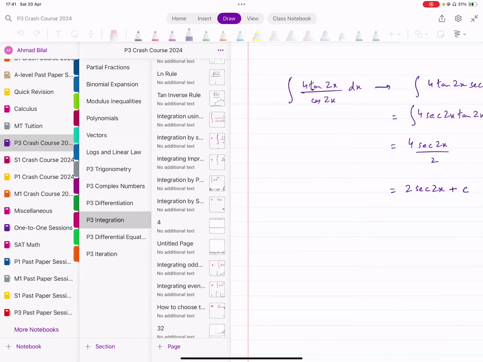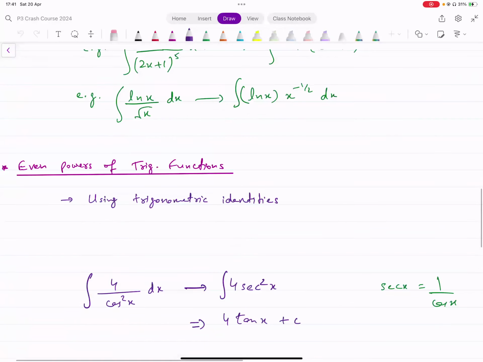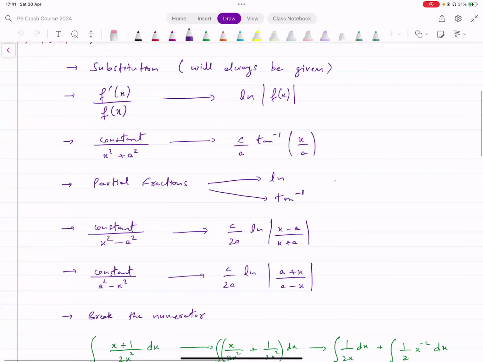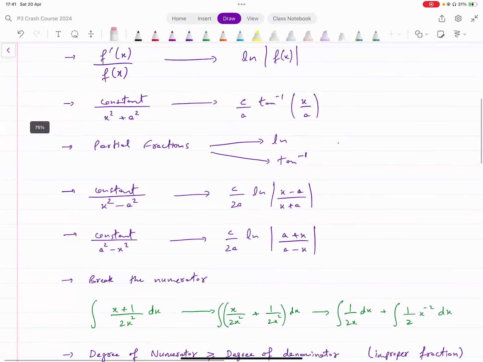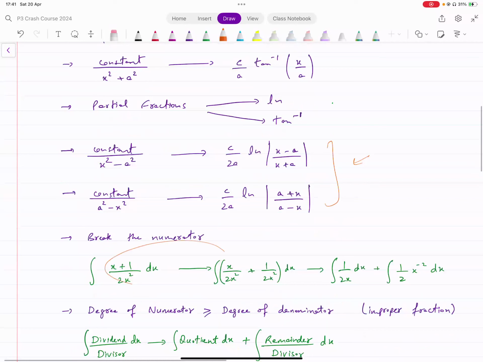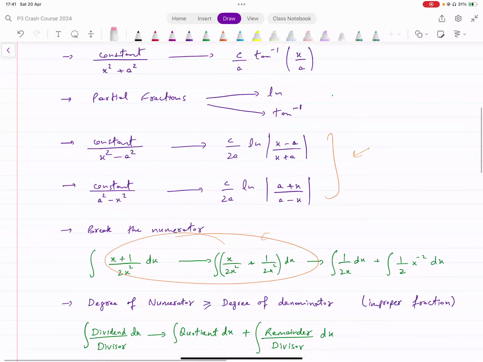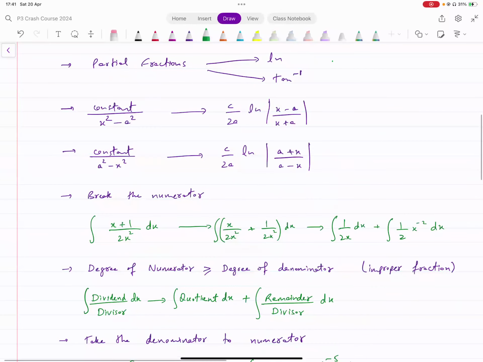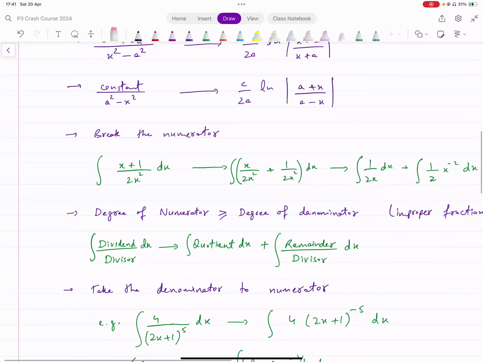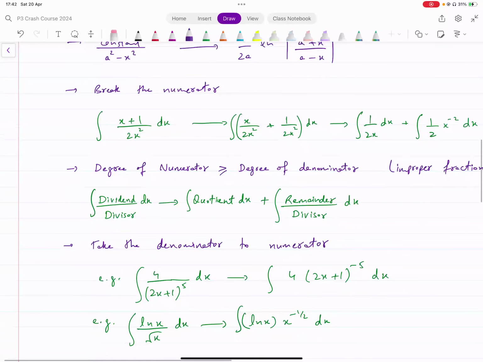So these are all the rules that you have for fractions that you have to think of yourself. If it was a substitution, they will tell you it's a substitution. Otherwise, you have the ln rule. If numerator is the derivative of the denominator, you have the tan inverse rule, partial fractions. You have these two separate rules given in the formula sheet directly that you can use. Sometimes you can break the numerator like this. And sometimes if the fraction is improper, you have to do division and use quotient plus remainder over divisor. And then if none of those rules works, you take denominator to the numerator. You need to know all of these rules, all of these possibilities that can be there.